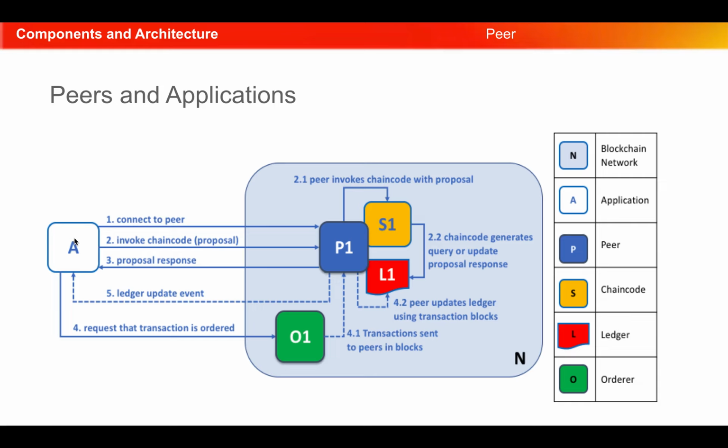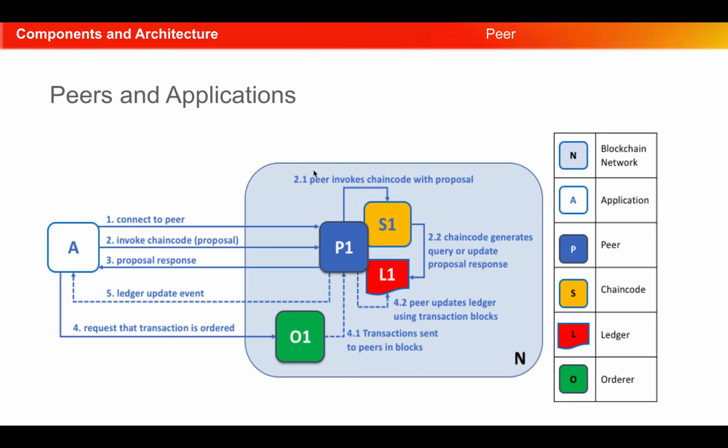In the case of ledger query, the application connects to the peer P1, which you can see over here, and then the application invokes the chain code on P1. Once it is invoked, the peer invokes the chain code with the proposal, and the chain code generates a query response, and that response is propagated back to the application. So this is the query response that happens between the application and the peer.